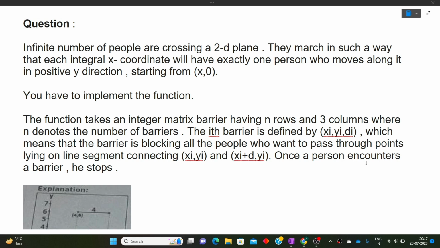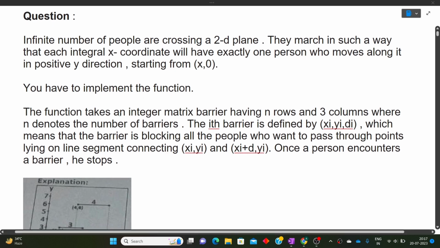So now let's start by first reading the question and understanding it. The question here is, infinite number of people are crossing a 2D plane. They march in such a way that each integral x coordinate will have exactly one person who moves along it in the positive y direction starting from x comma 0. You have to implement the function.